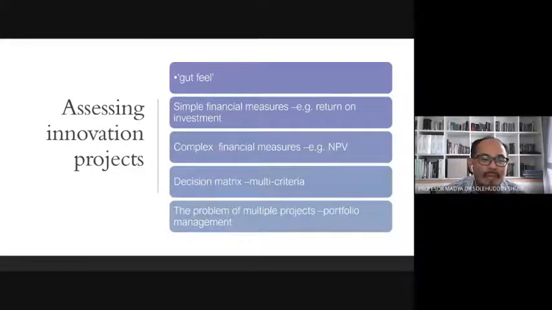When you have the project, there is the need to do the assessment. How do we assess the innovation project? First of all, your gut feeling, ask your heart, okay or not okay, and that is one of the ways.